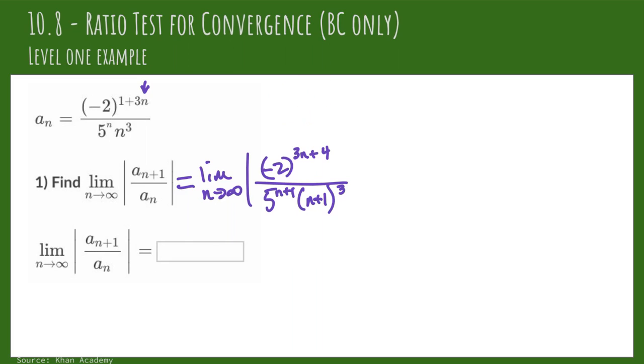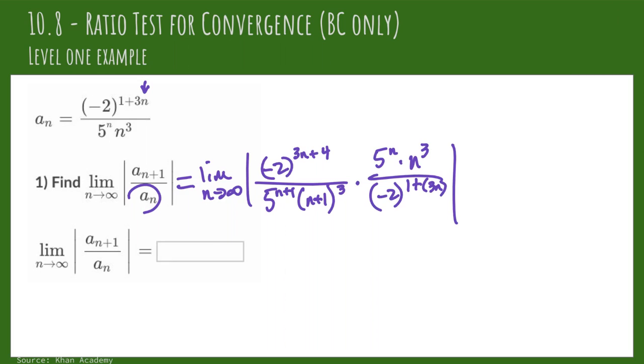Then we want to multiply by the reciprocal of a sub n. So we're dividing by a sub n, so we're just going to multiply by the reciprocal, 5 to the n times n to the third over negative 2 to the 1 plus 3n, and absolute value that whole thing.